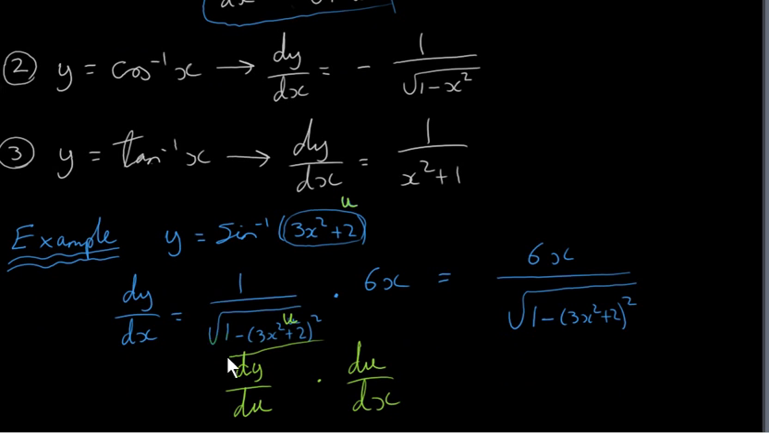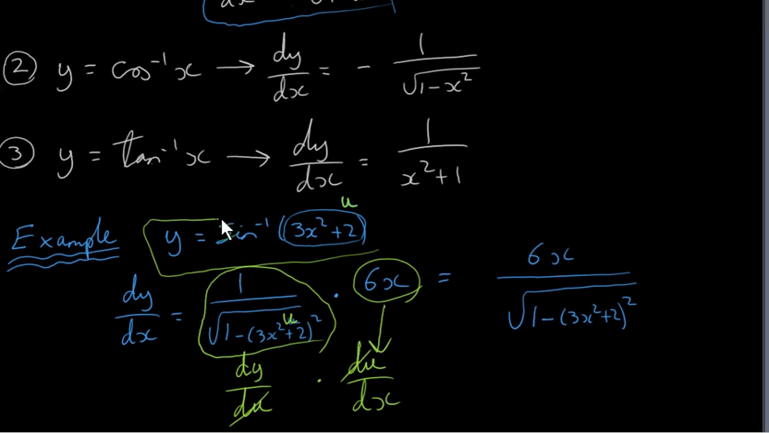So just to recap again, this is like dy/du. It's 1 over the square root of 1 minus u squared, where u is equal to 3x squared plus 2. And this term here is du/dx. We differentiate 3x squared plus 2 with respect to x, and we get 6x. And you see that dy/du times du/dx is dy/dx. So that's how we would differentiate this kind of function. And we do something similar for inverse cos and inverse tan.